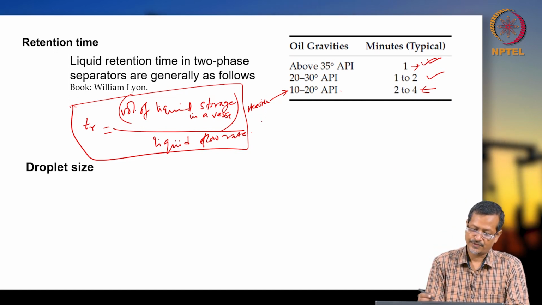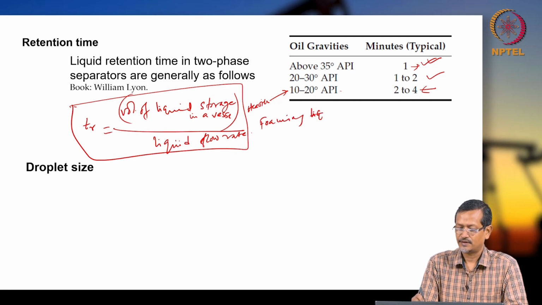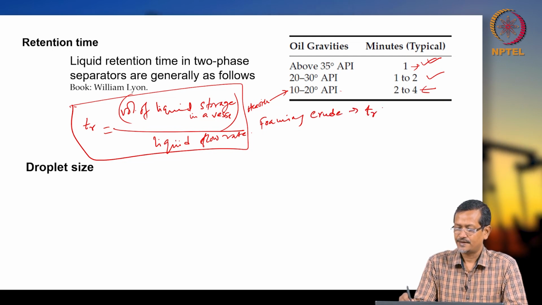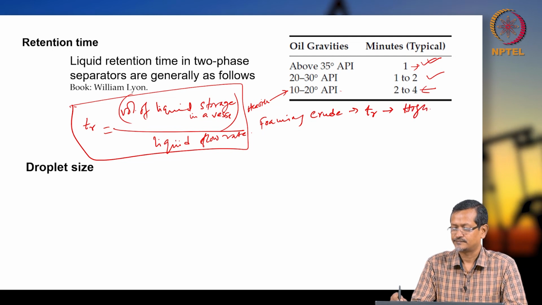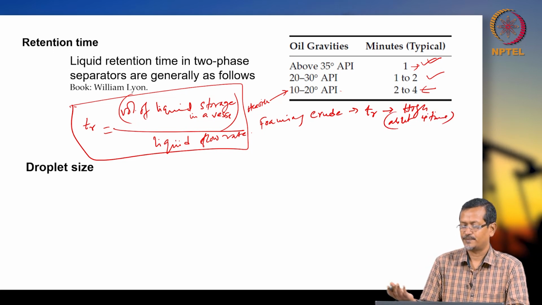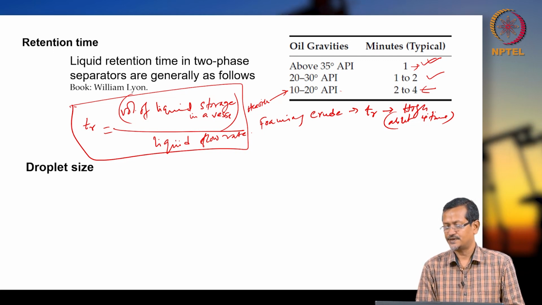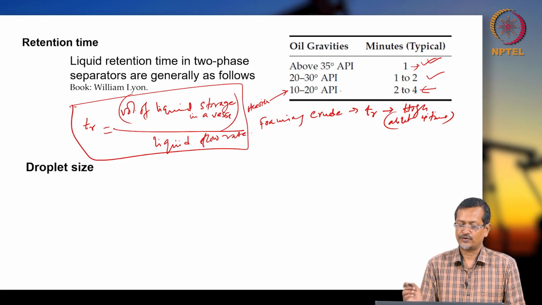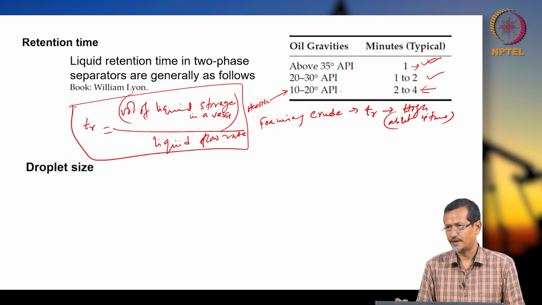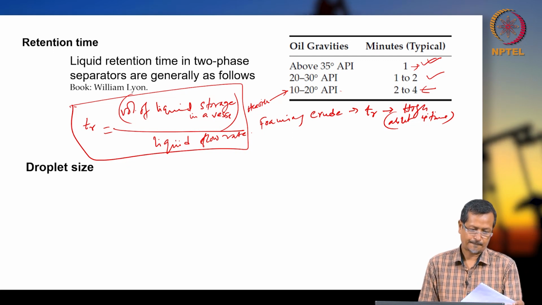So for foaming crude, the retention time will be high, about 4 times. If you don't have foam, you can give 2 minutes, 4 minutes, but if foam is there, you have to increase. Although you may be using a defoaming plate, you still need a higher retention time so that liquid and gas separate properly.